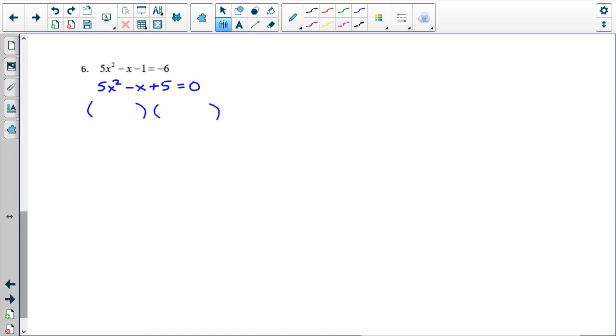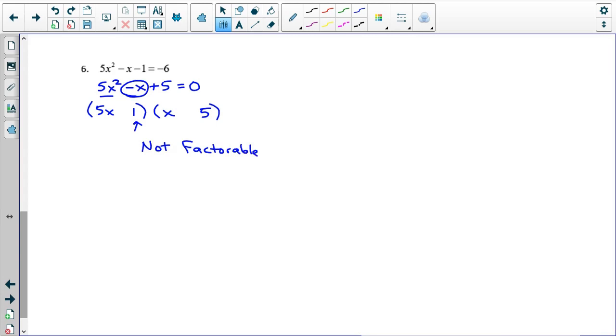So since 5 is a prime number, I can lock in 5x and x. 5 is only 5 times 1. So I can't put the 5 there because there was no greatest common factor at the beginning. So there's not going to be one at the end. So I have to put 1 and 5 as my only choices. There's no way I can get to this negative 1 in the middle. So this is not factorable as well.